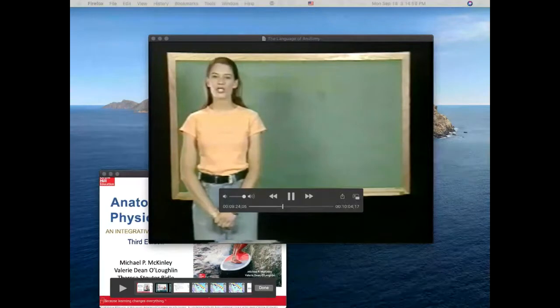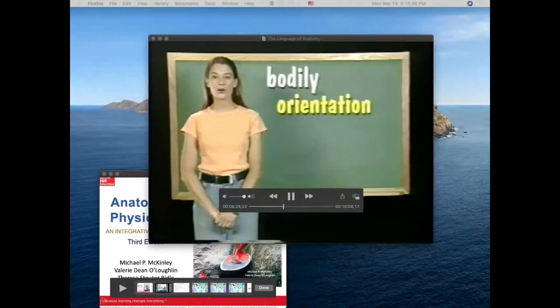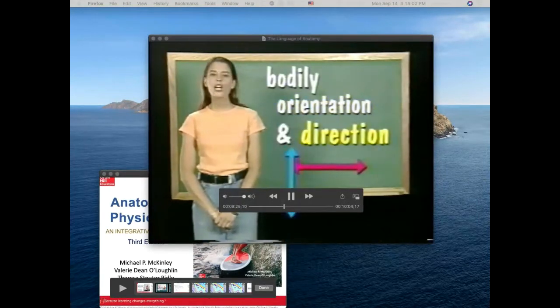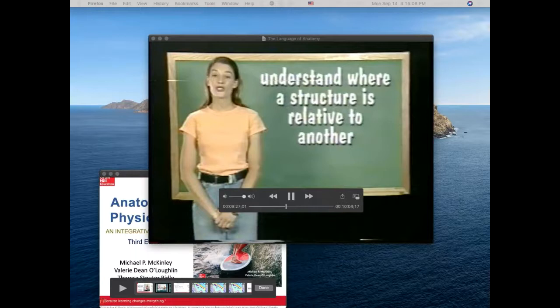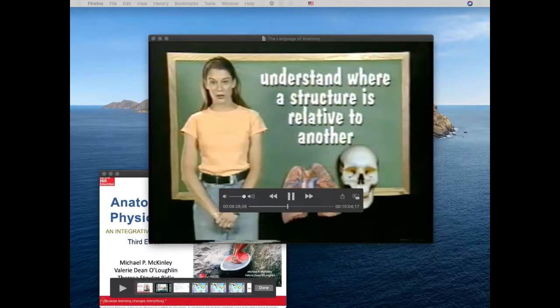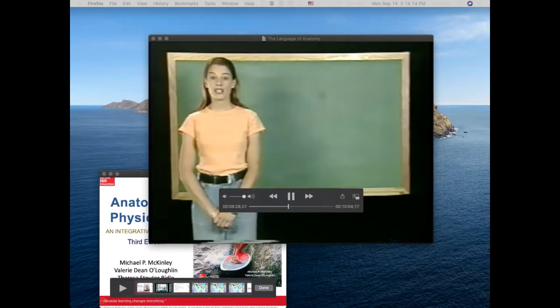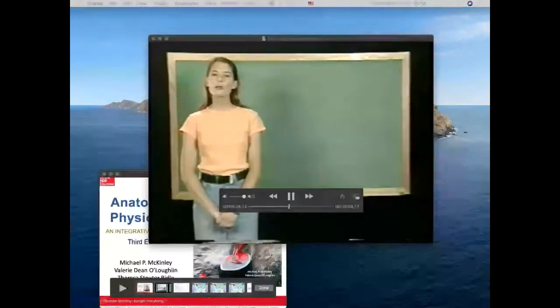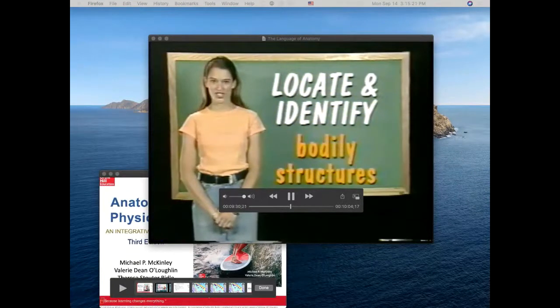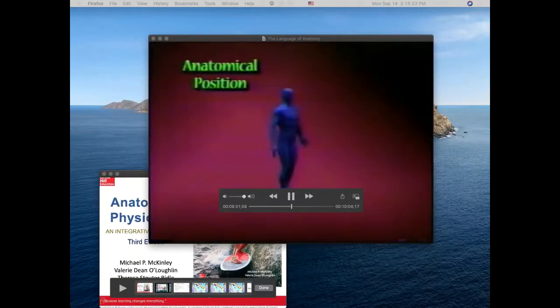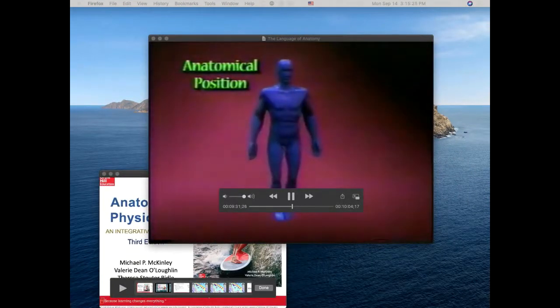Because of this, it's important that you learn the terms that describe bodily orientation and direction. You want to be able to describe where certain parts of the body are located, and you also want to be able to understand us when we're describing where a structure is found relative to another one. So a firm grasp on these anatomical terms will help you get a handle on how to locate and identify different bodily structures. So the first term you want to memorize is anatomical position.